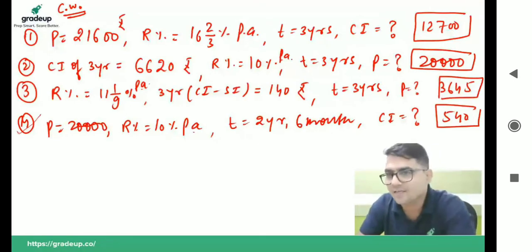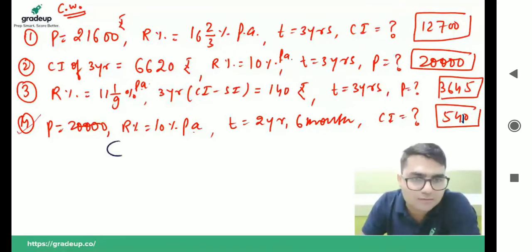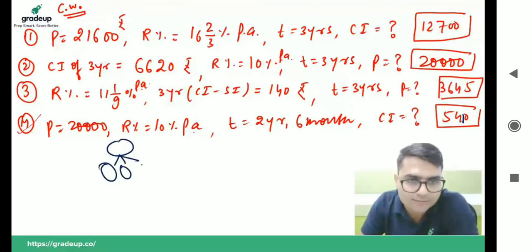Yes, yes. Answer of this is 5410. This was a mistake. This is 5410. Okay. Now in this question, first of all, make 3 here.